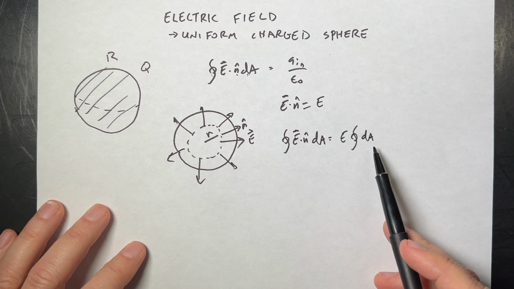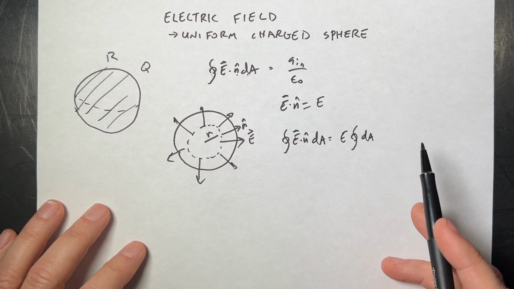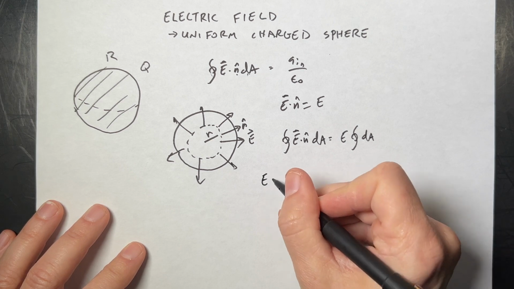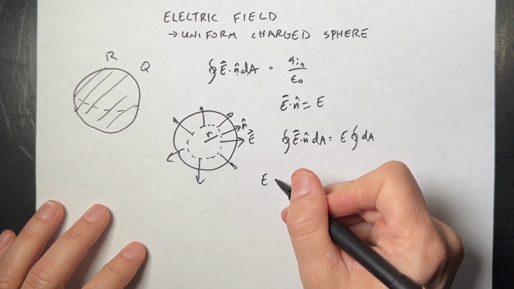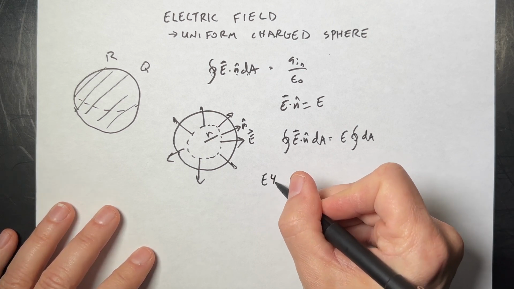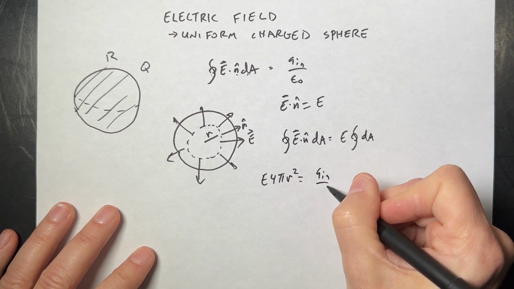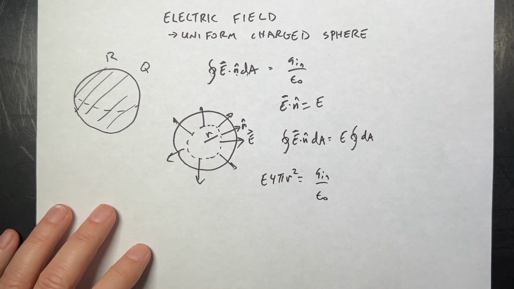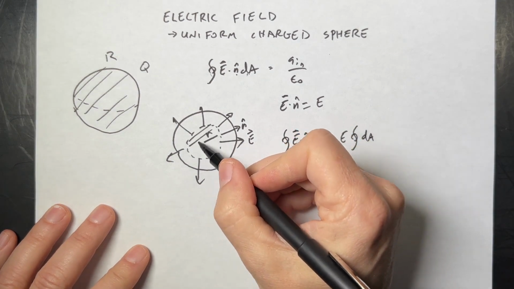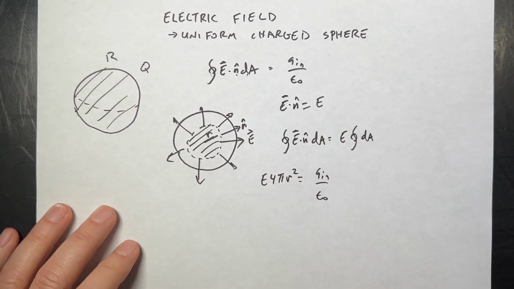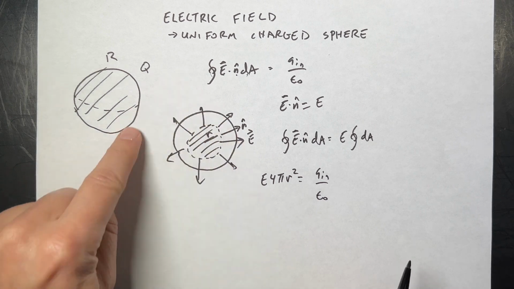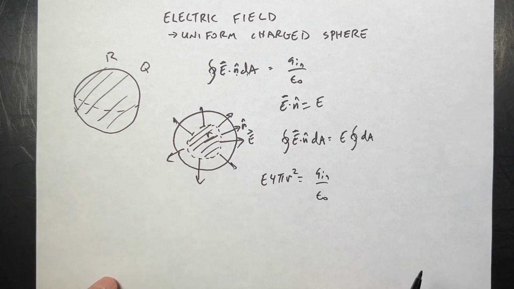Well, that's not too bad, right? It's just the surface area of a sphere. So I get E times the surface area of a sphere, 4 pi r squared, and that's going to be equal to Qn over epsilon naught. Now, I do have a problem. What is the charge inside of that sphere? I don't want the total charge Q. I want the charge inside of there.